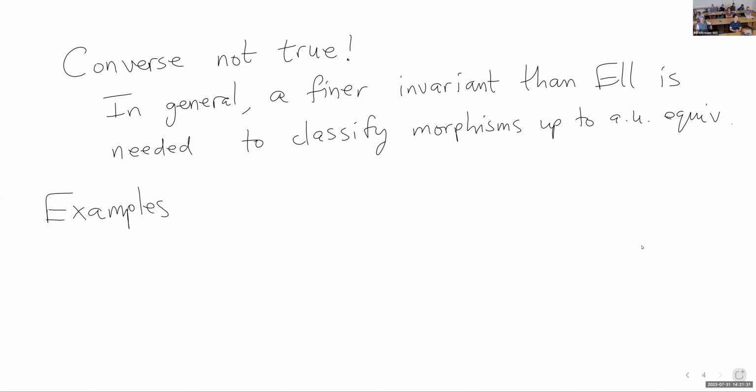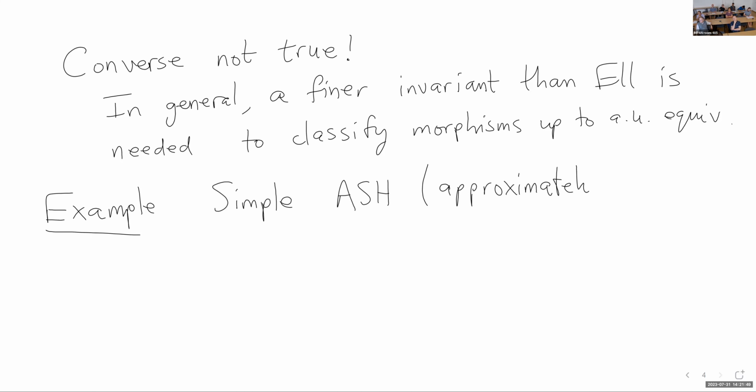Well, maybe a class of examples. So these are simple approximately subhomogeneous algebras, so ASH algebras, with what's called bounded dimension growth.